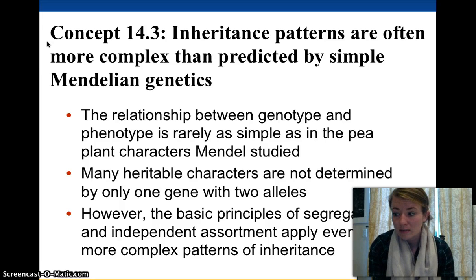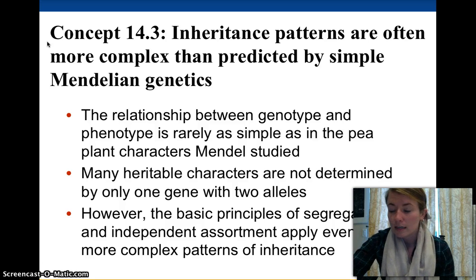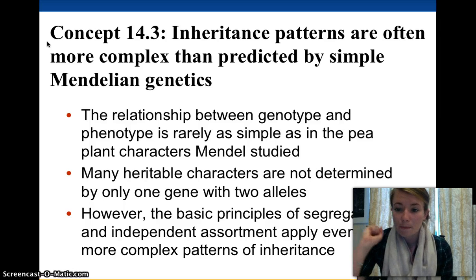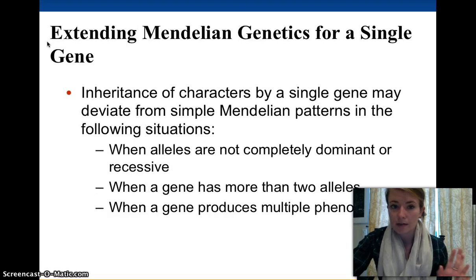In the peas that Mendel saw, that's another reason why he was really lucky: everything was just dominant or recessive. But he kind of picked it that way, and that's why his results came out so clear. So even though there may be some complexities with dominance and recessiveness, the principles of independent assortment and segregation always still apply. So don't forget about those.